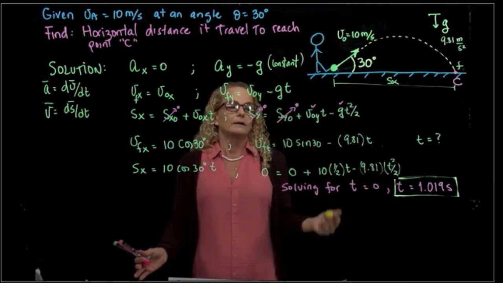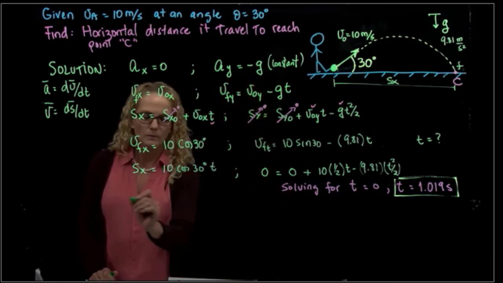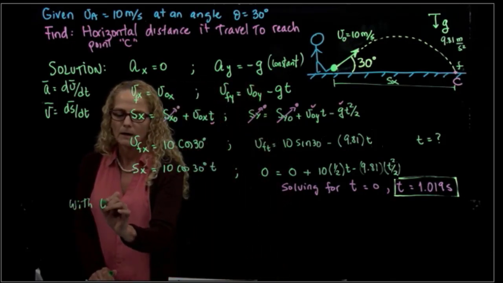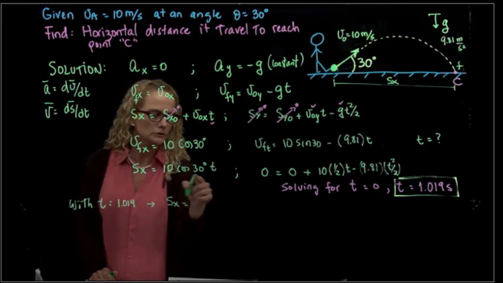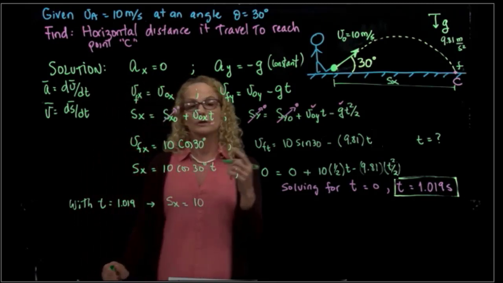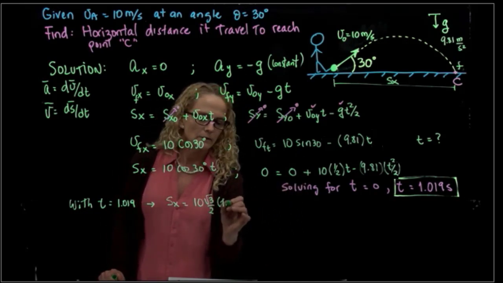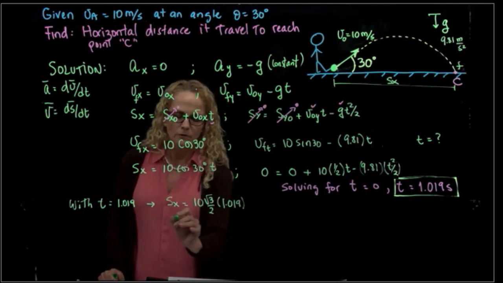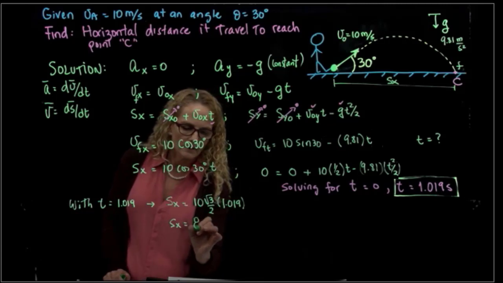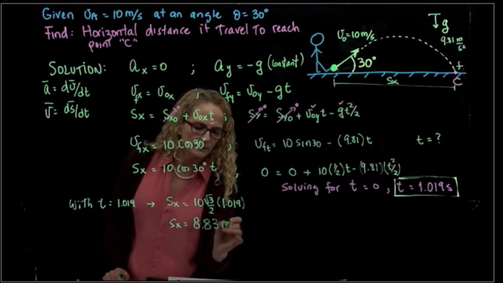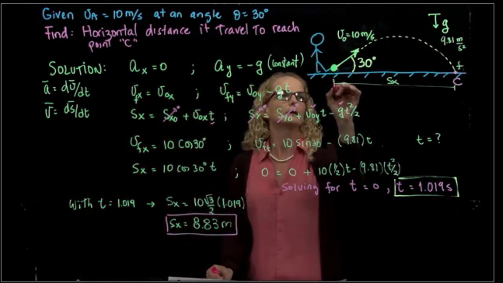Okay, having the time, I can go back to my other expressions right now, and I can find the final position. With time equal to 1.119, I can calculate the final position, which is 10 times the cosine of 30, you know that is square root of 3 over 2, times that time that I just calculated. So the position is equal to, I have it right here, 8.83 meters. That's the only question that we were asked to find, which is this final position.